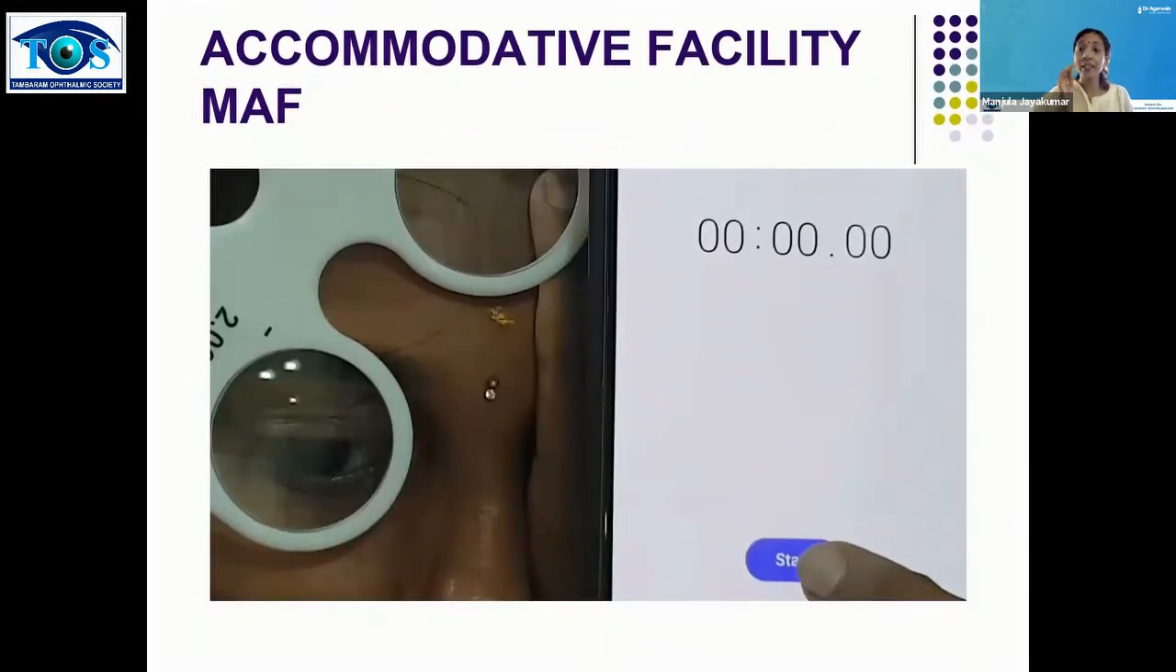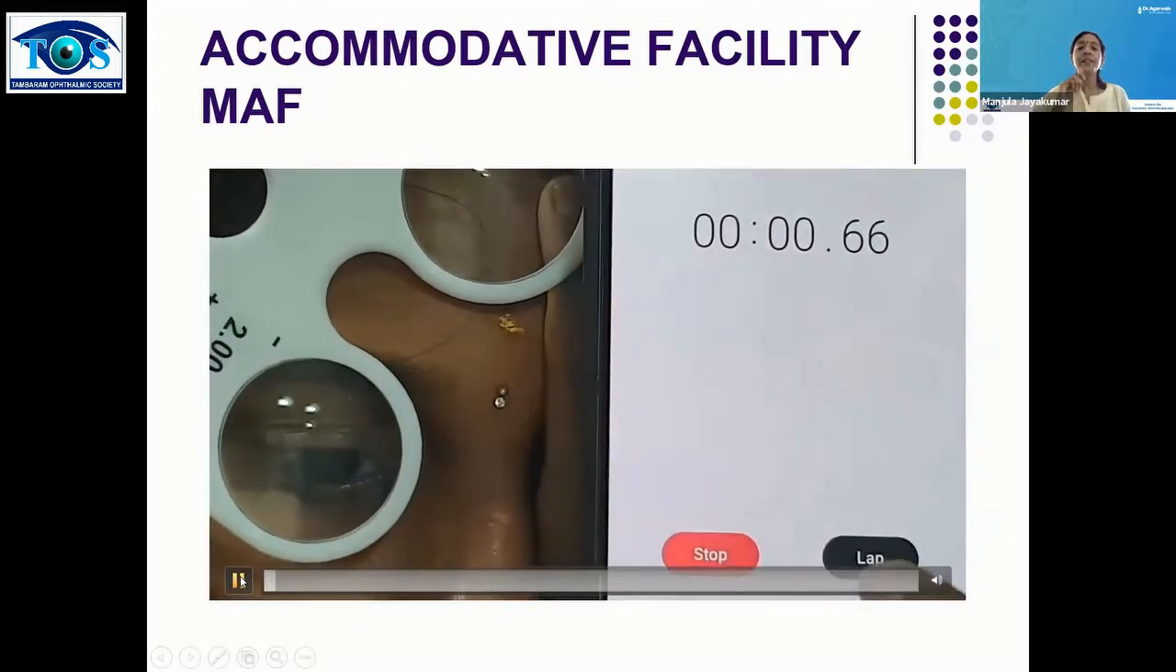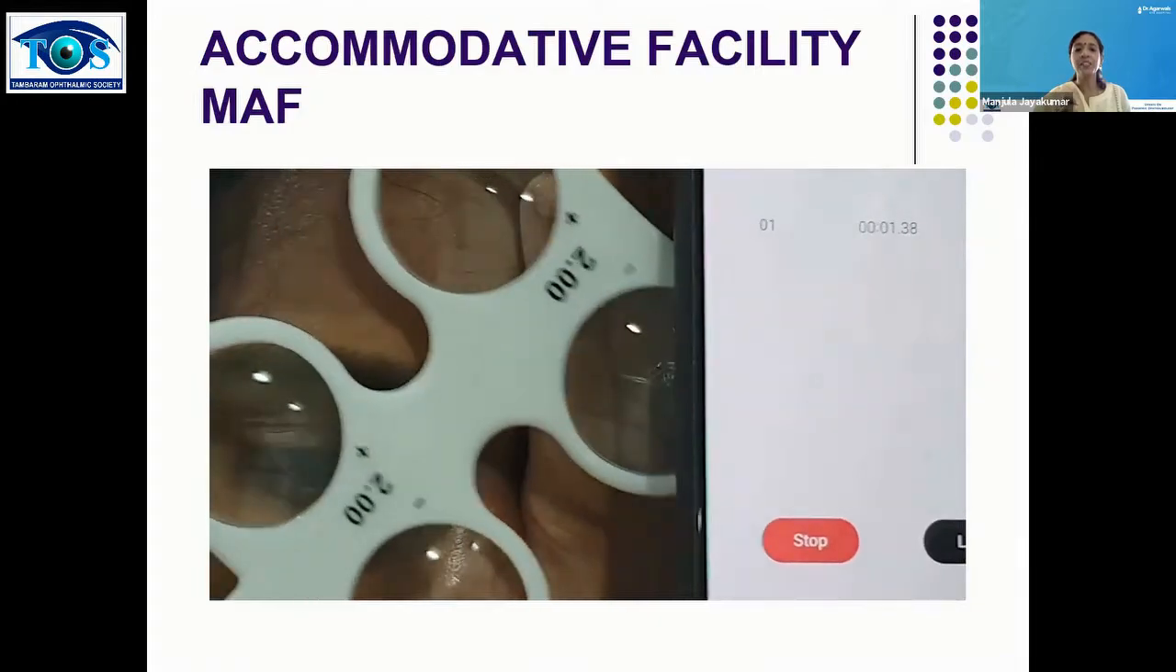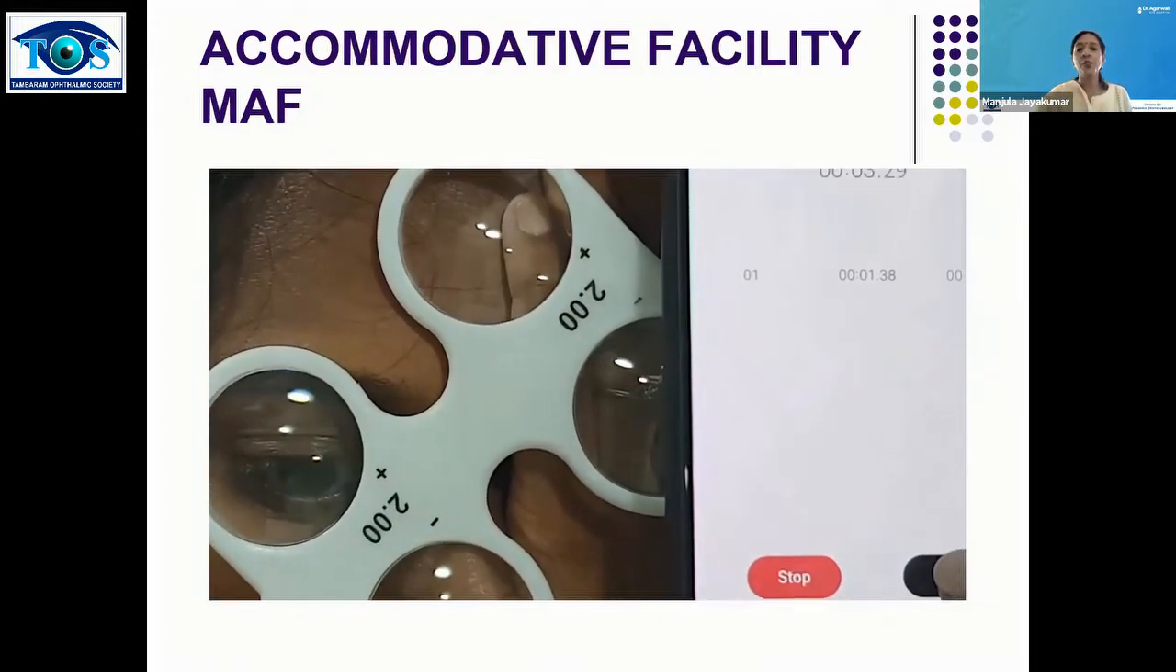Accommodative facility. I've already told you what accommodative facility measures. It measures your speed of accommodation. How fast can you exert accommodation? How fast can you relax your accommodation? So you can do it both by monocular and binocular method. Use your +2/-2 flipper. Start recording.